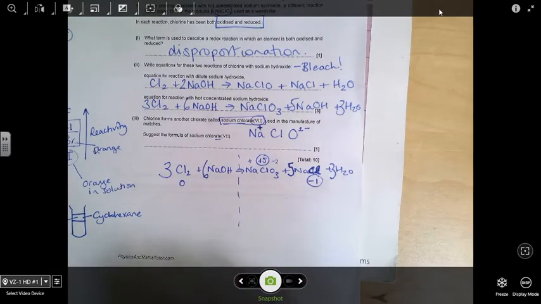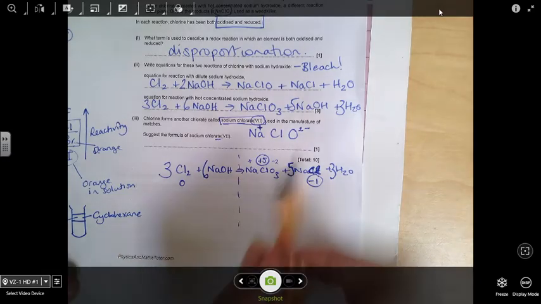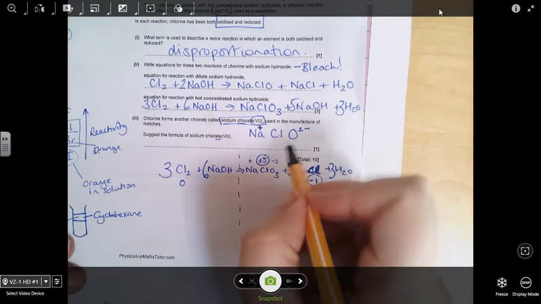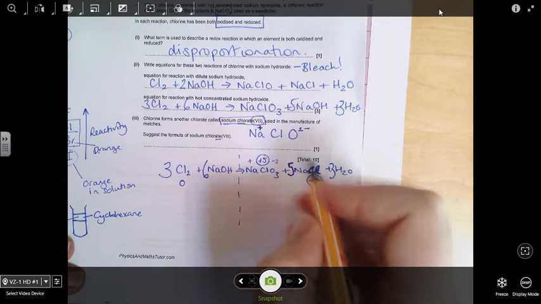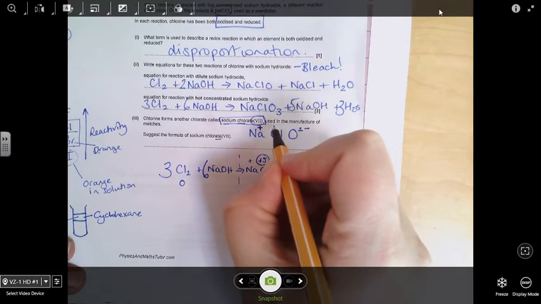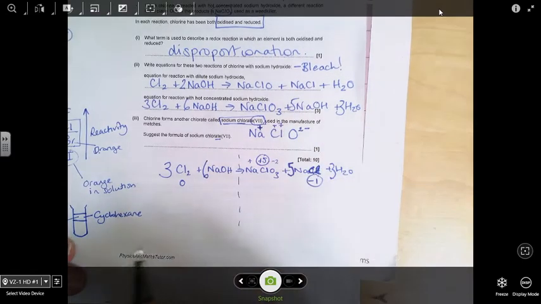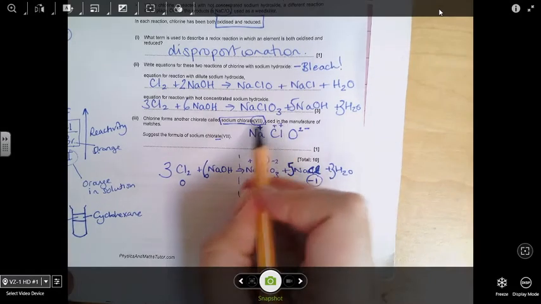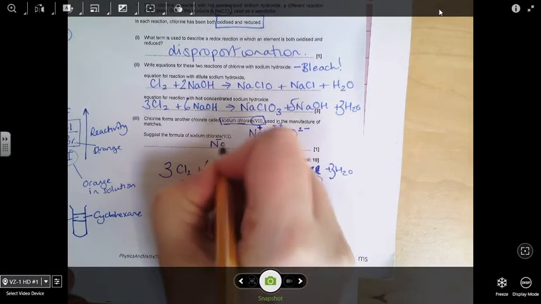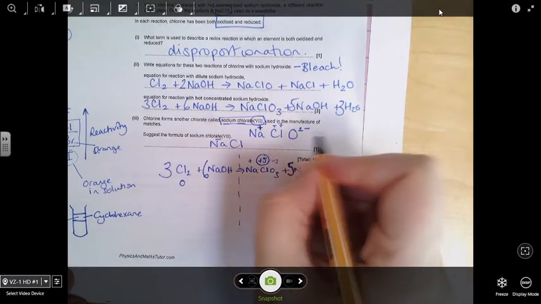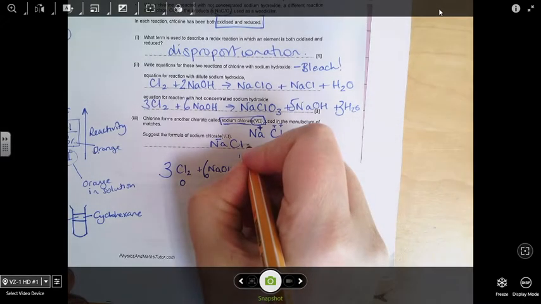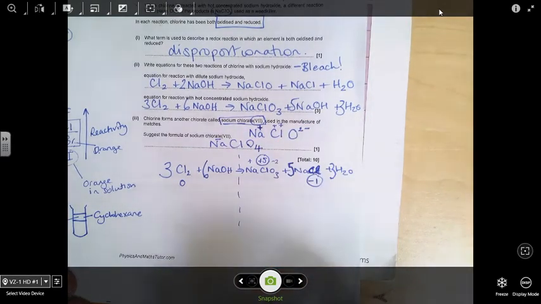So we've got to figure out a way how to get this to balance. So let's have a think about this. If we've got no charge overall, and this is +7, so we've got 8 pluses altogether, so it's going to be NaCl, and to make this 8 minuses we need O4 on the end of it.